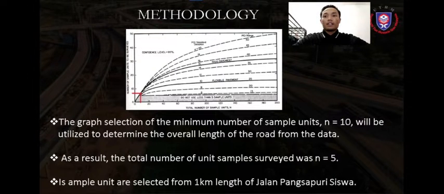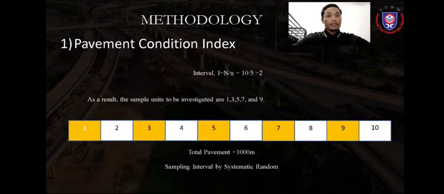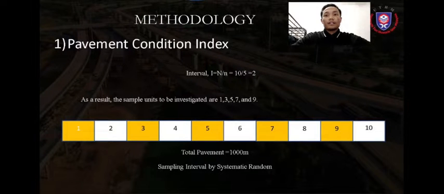As a result, the number of sample units surveyed was 5. Therefore, 5 sections of sample units are selected from the 1 km length of Jalan Pasar Putih Siswa. This is the formula: i = N over n. For example, 10 divided by 5 gives 2. As a result, the sample units to be investigated are 1, 3, 5, 7 and 9. This is an example: the total pavement is 1000 meters, with the sampling interval by systematic random.